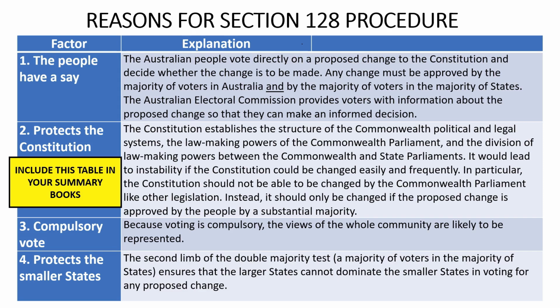The second reason for having the Section 128 procedure is to deliberately make it difficult to change the Constitution. The Constitution can only be changed if that change is approved by a substantial majority of voters. This means that changes are not often made to the Constitution. Indeed, out of the 44 referendums that have been held to change the Constitution, only 8 of those referendums have been successful. The advantage of this is that it promotes stability.